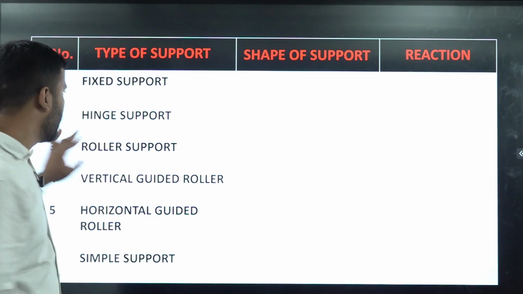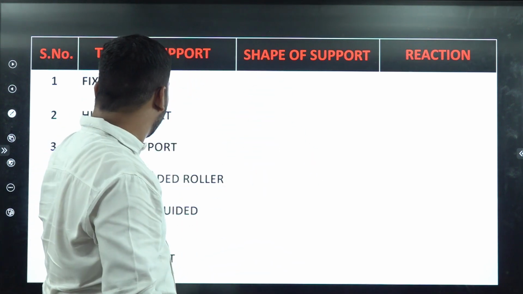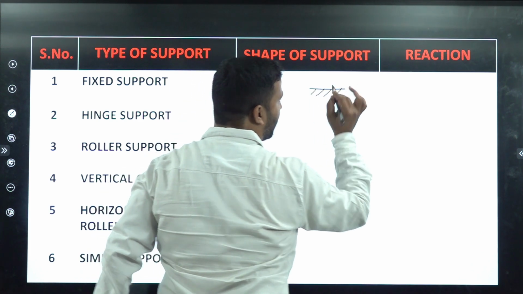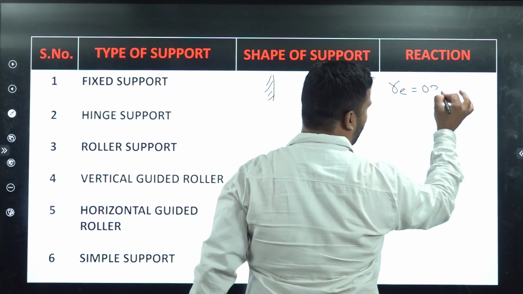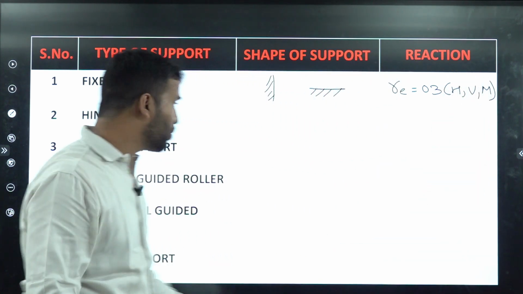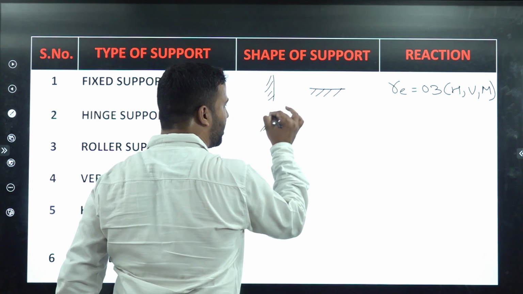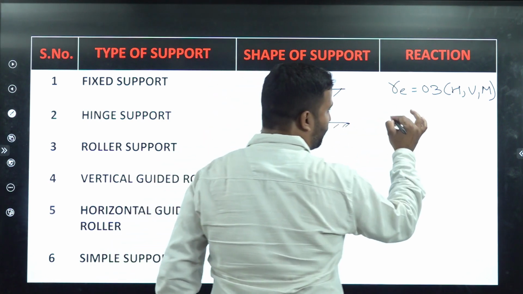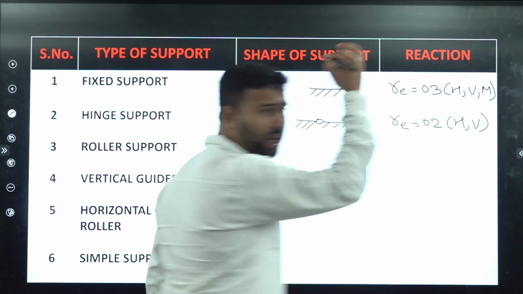Now as we had already discussed in our previous concepts, the fixed support will have a shape like this, either this or this one, and here three reactions will exist, that is the horizontal reaction, the vertical reaction and the moment of resistance. Okay, student? In case of hinge support, it will appear like this, or this, or this, in which we will have only two reactions. The first one is horizontal reaction and the second one is vertical reaction.